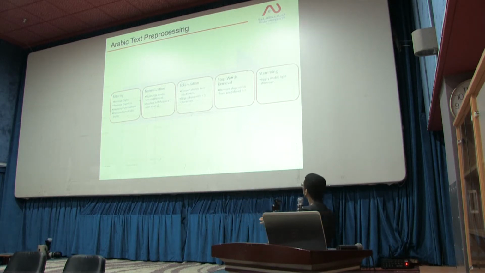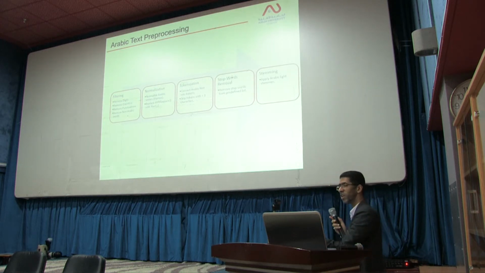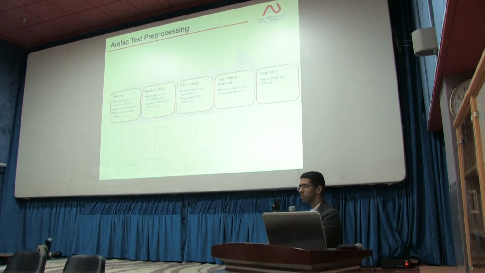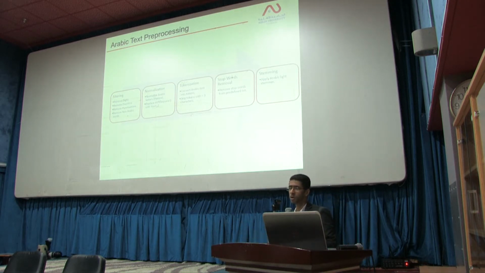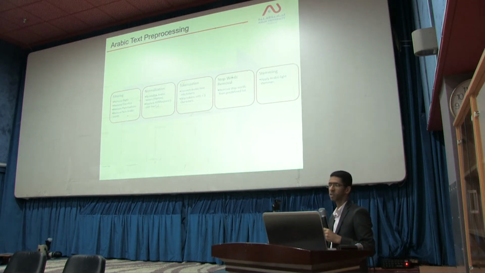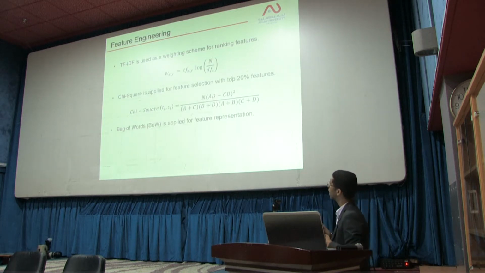And for pre-processing, we also have stemmers. These stemmers convert a word from one form to another form. I use light stemmers, which convert some of the words to a common form. There are root stemmers, which convert Arabic words to their basic root, the dictionary root, which is three letters. Most Arabic words have three letters, or four or five, but most of them three.